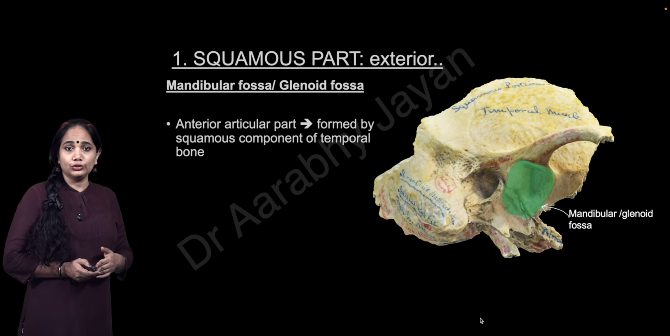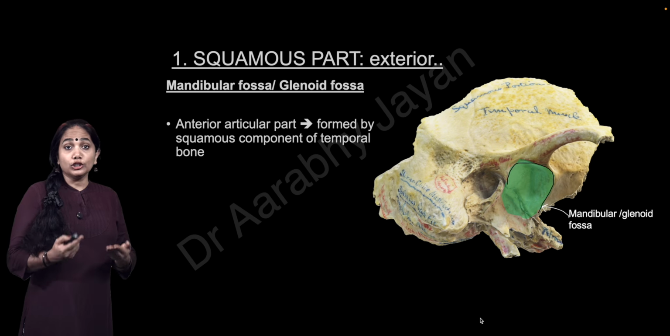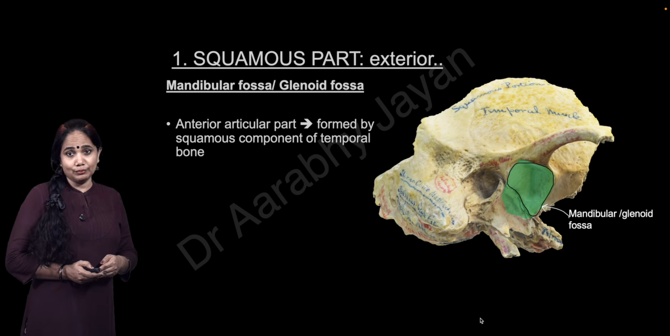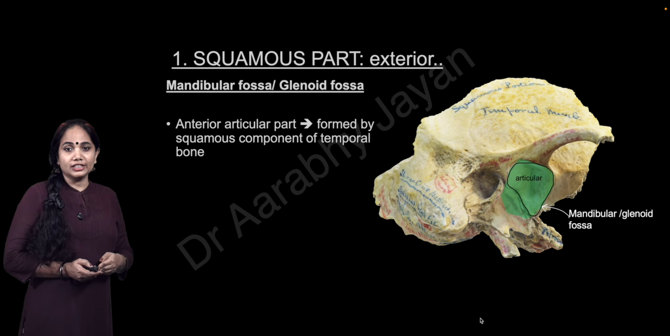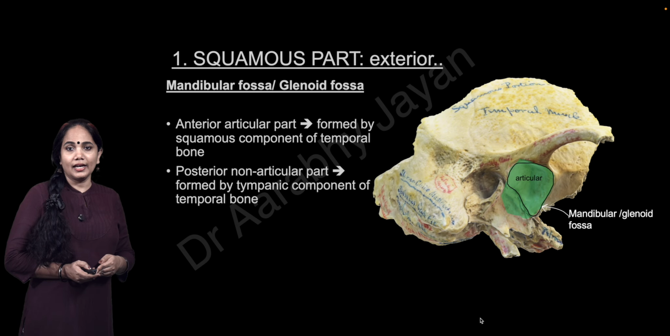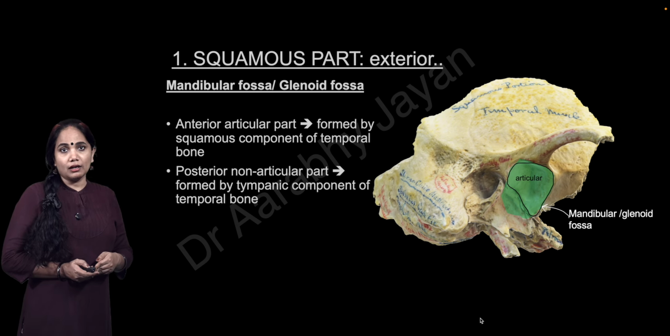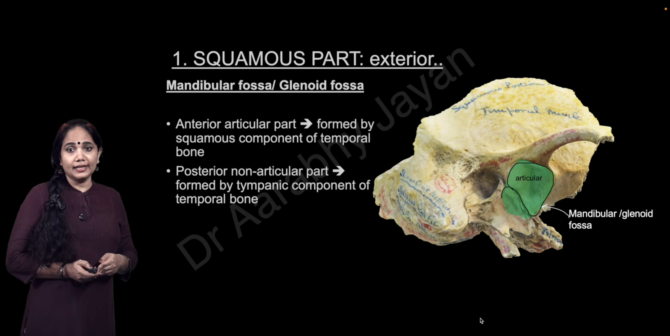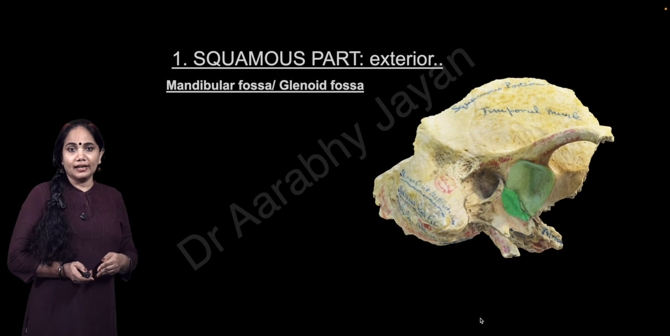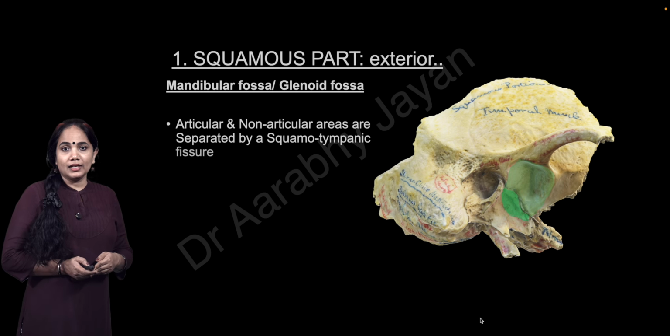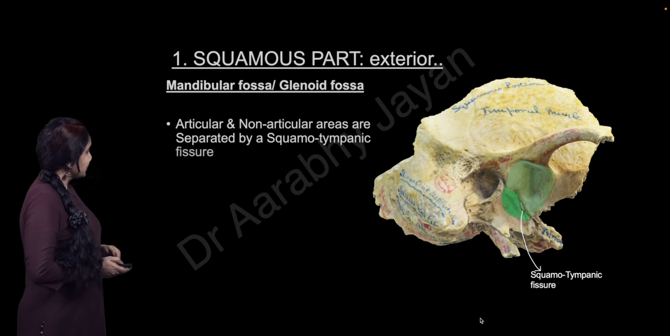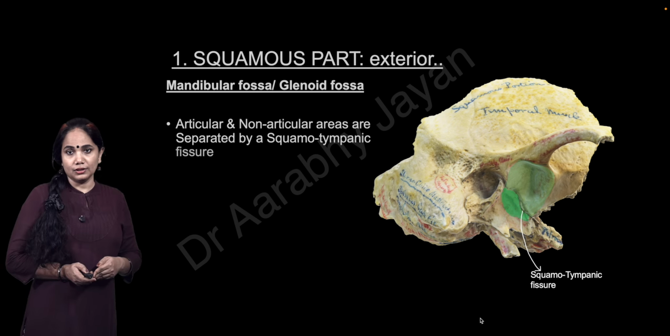It is divided into two parts: an anterior articular part contributed by the squamous temporal bone, and a posterior non-articular part, which is here, contributed by the tympanic plate. These two parts of the mandibular fossa are separated by a suture called the squamotympanic suture. So here we have the separation between them. The articular and non-articular parts are separated by the squamotympanic fissure.